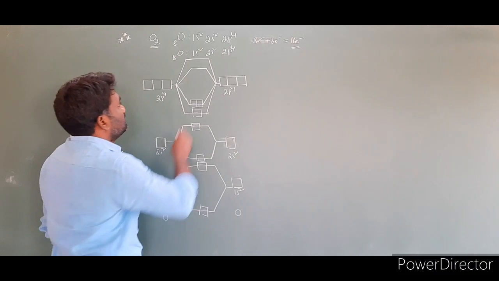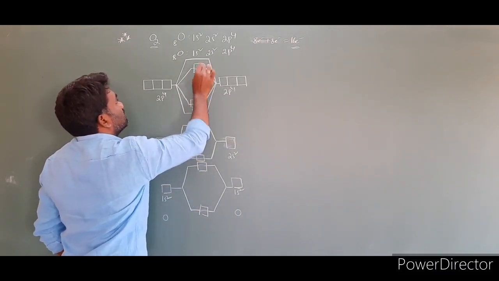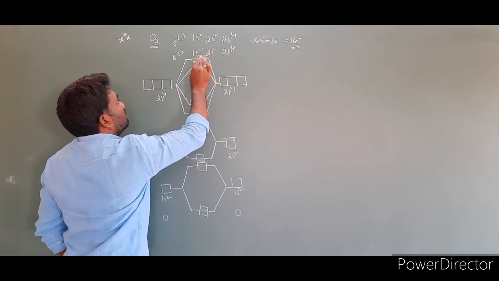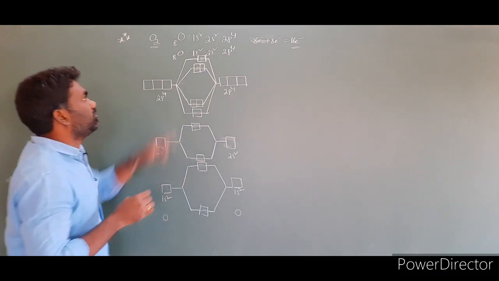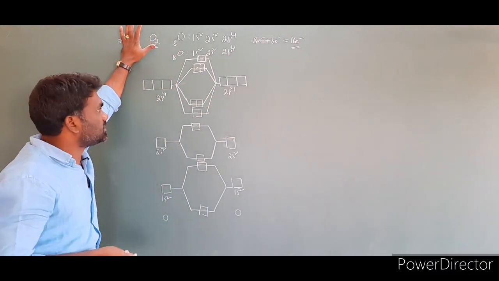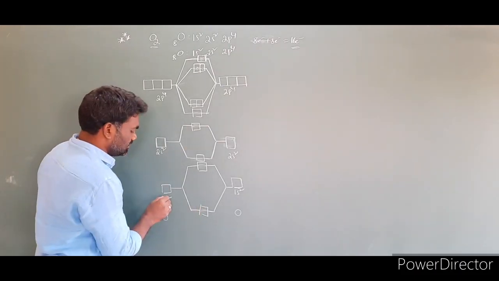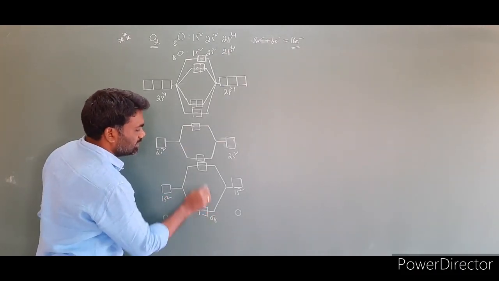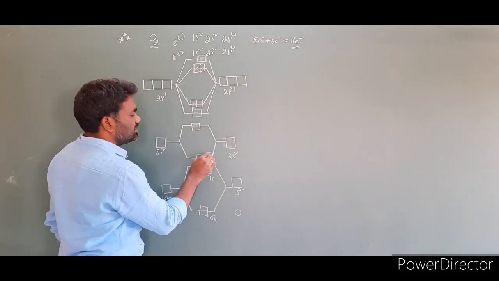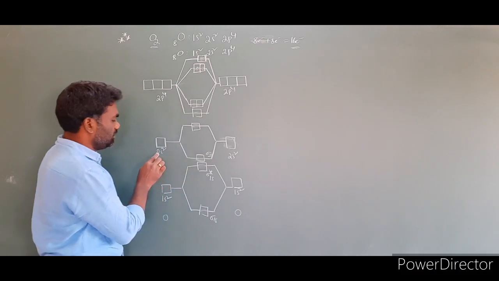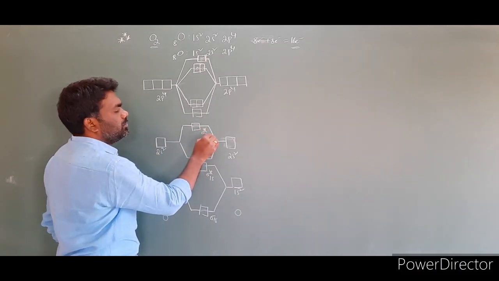Right, next, this remains the same, 2 electrons. Here are the 2 boxes, here are the 2 boxes, here is the 1 box, completed. Then next, we have to label these orbitals. This is sigma 1s. This is sigma star 1s. This is sigma 2s, isn't it? Sigma 2s, and the top one is sigma star 2s.